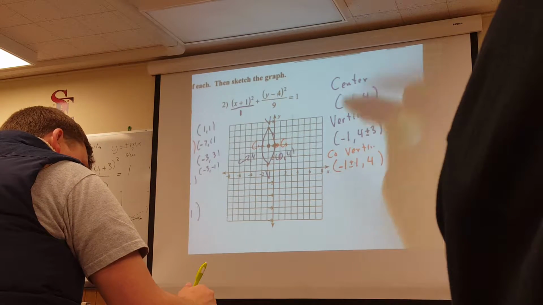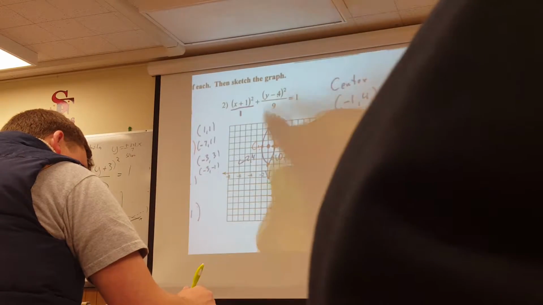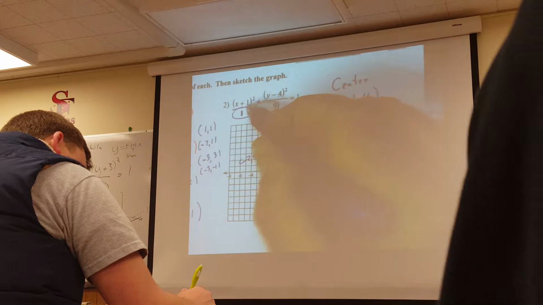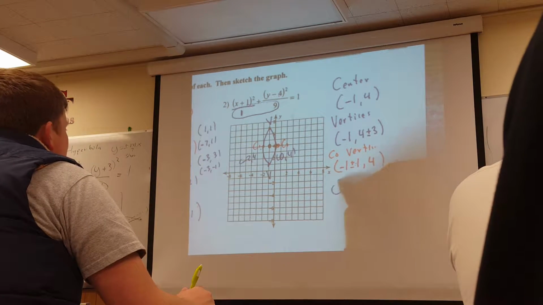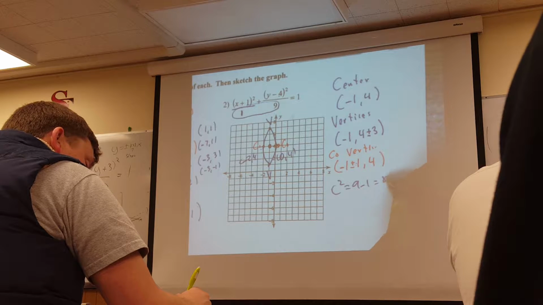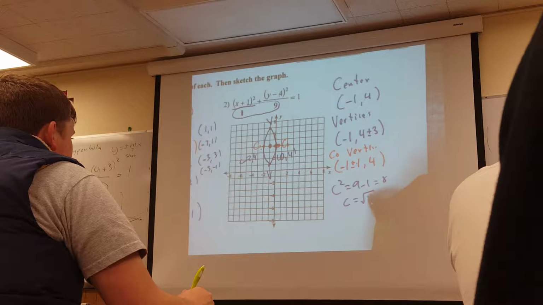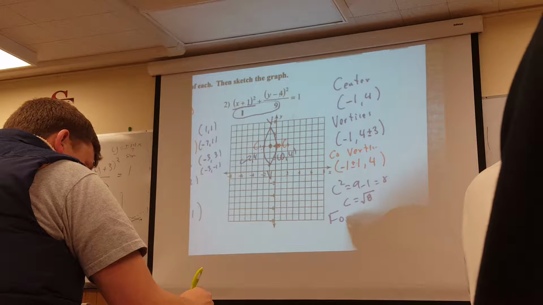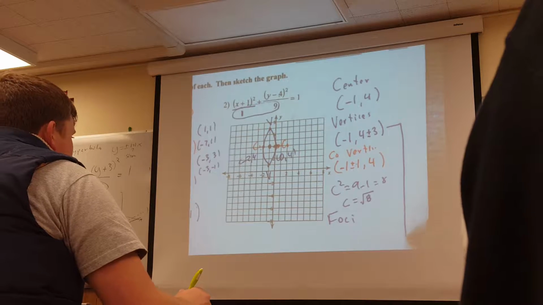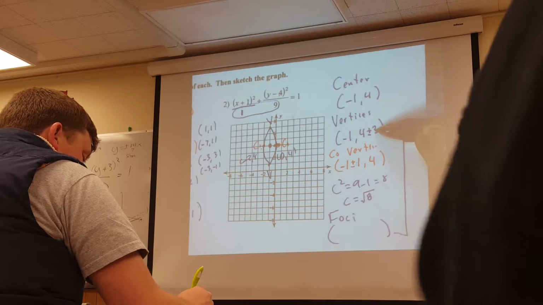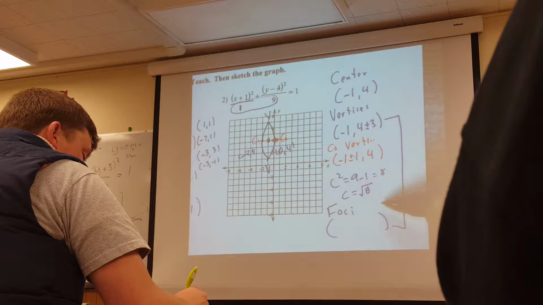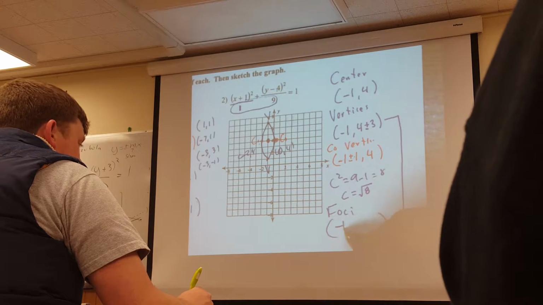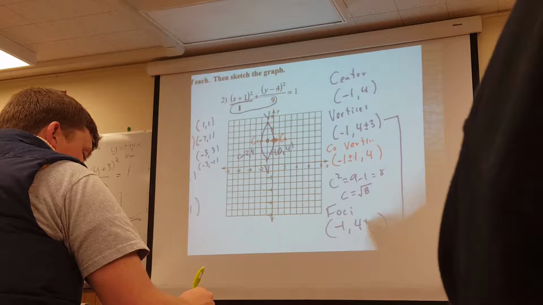Okay, gotcha. Now, you need to find c for the foci, right? And c, do we add or subtract 9 and 1? So c squared is 9 minus 1, which is 8. So c is the square root of 8. And the foci then will look just like the vertices. So instead of that 3, it's going to be the square root of 8. So it's going to be negative 1, comma 4, plus or minus the square root of 8.